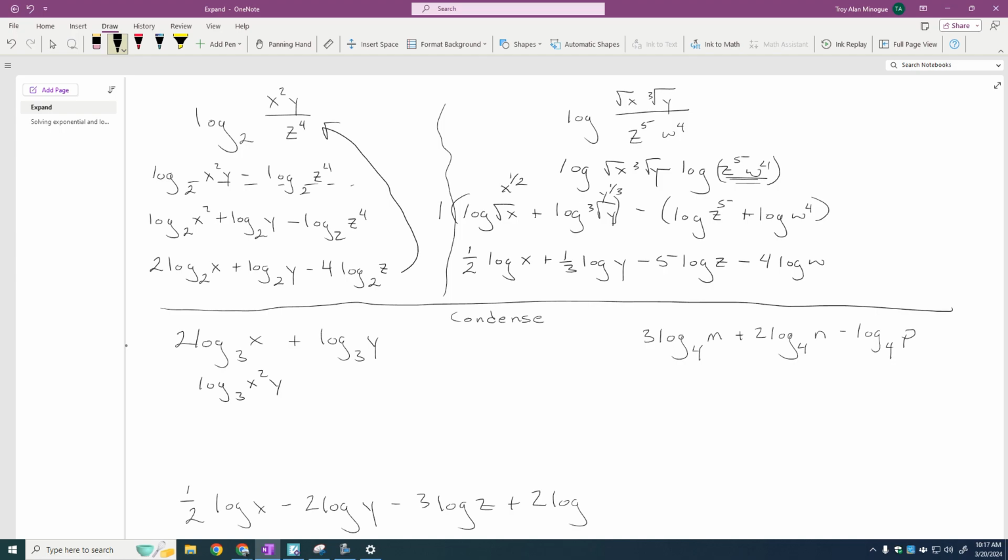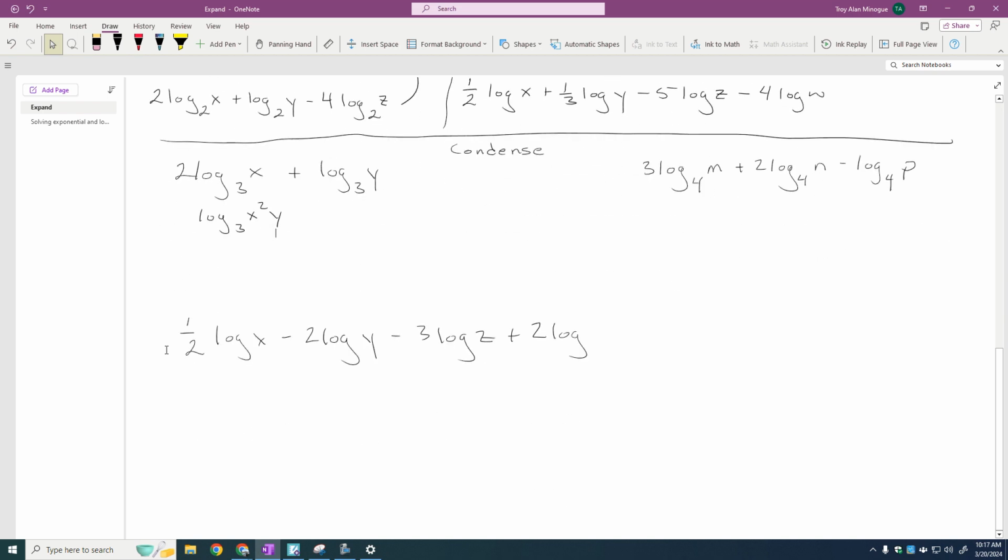Okay, think about how we did these up here, and you try to condense this mess into a single log. Get as far as you can. Don't just keep rolling the video. You try. Practice is the only way to get better.